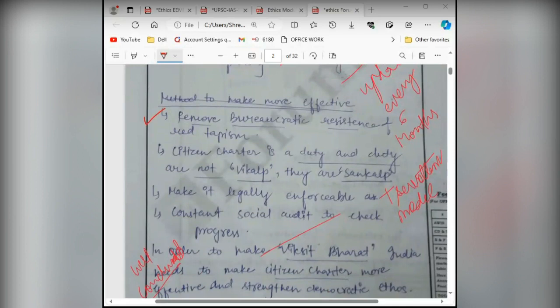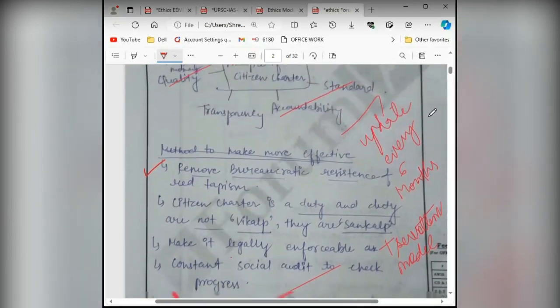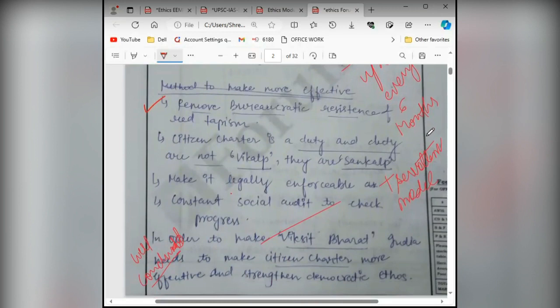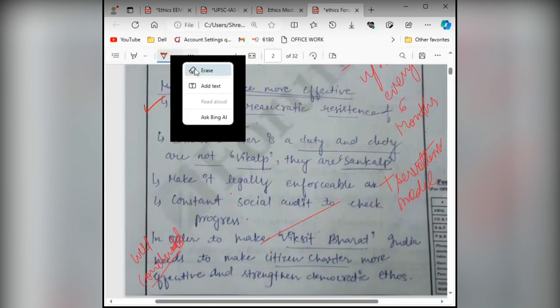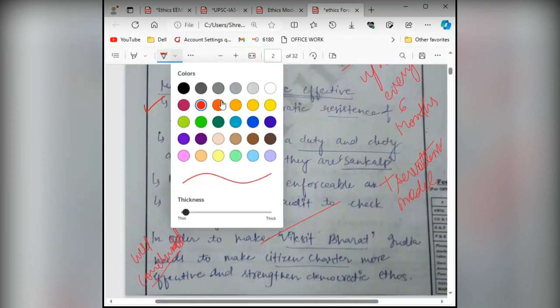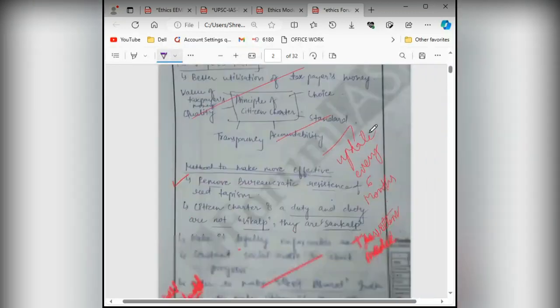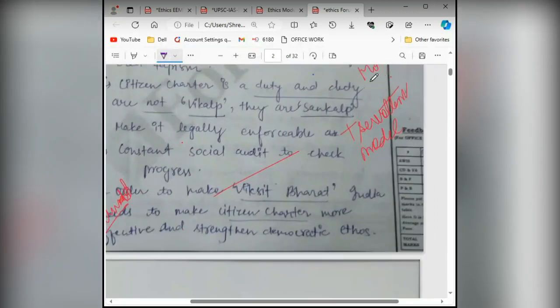Now, here are the reviews which I have given her. First of all, when citizen charter is mentioned in the answer, you can never afford to skip the Sevottam model. The Sevottam model is really important, so you have to mention it, but she forgot to mention it here. Hence I have added it in the review.